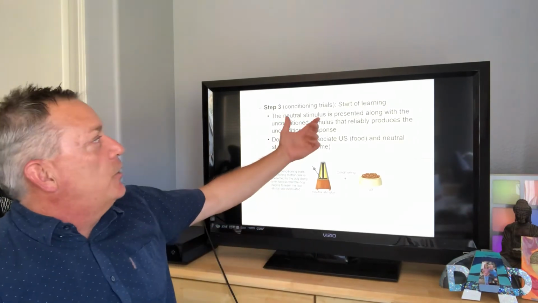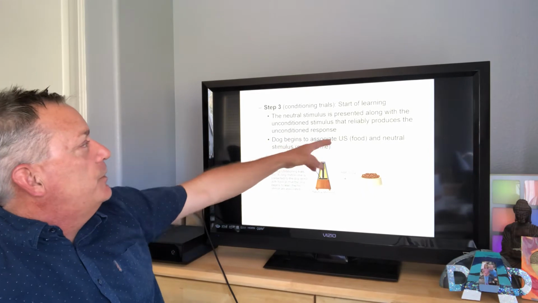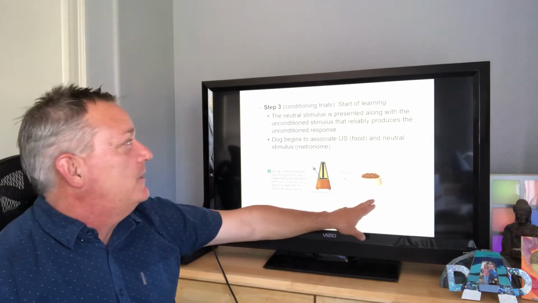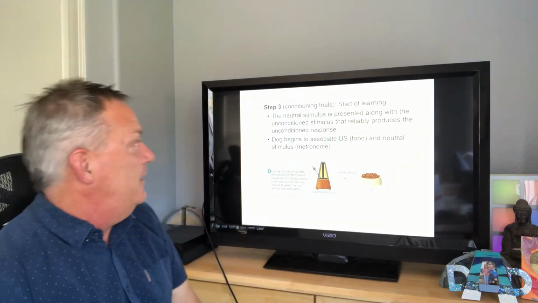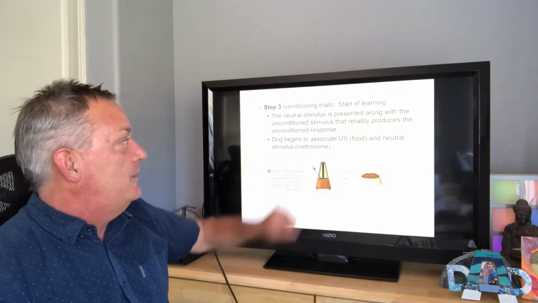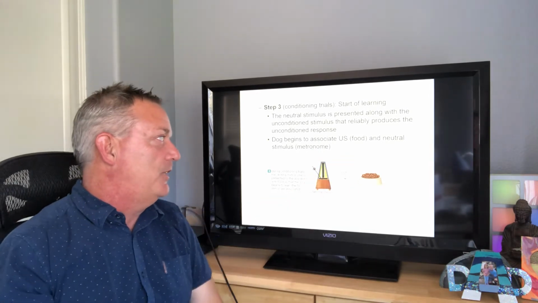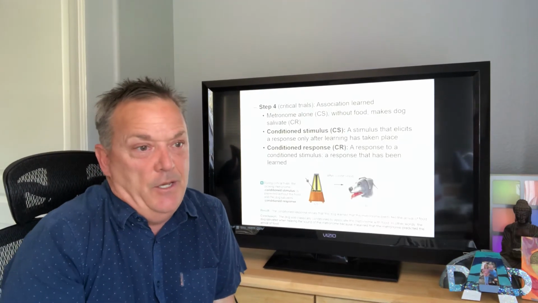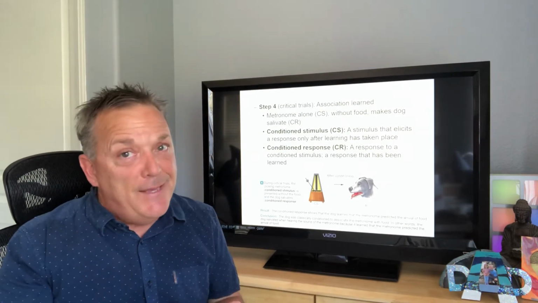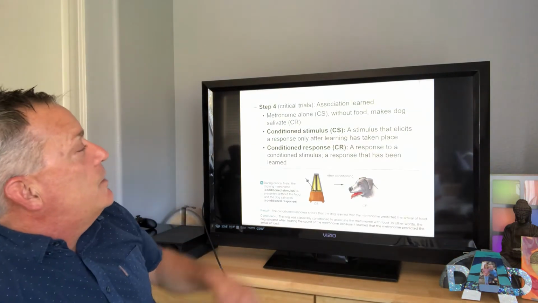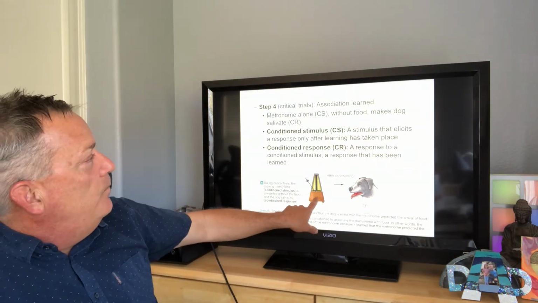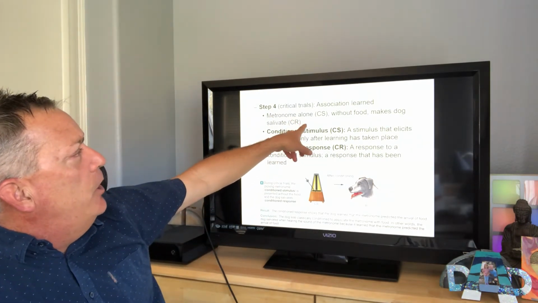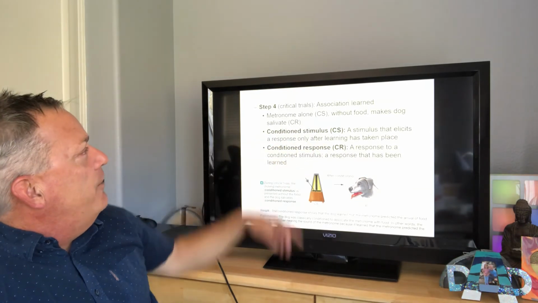Okay, conditioning trial starts. So now the neutral stimulus is presented along with the unconditioned stimulus that produces the salivation, right? And the dog begins to associate the unconditioned stimulus, food, and the neutral stimulus. So they pair those together in their mind. They say, oh, this means I'm going to get fed, right? And so the stimulus that once was a neutral stimulus now becomes a conditioned stimulus. Metronome alone without food makes the dog salivate.